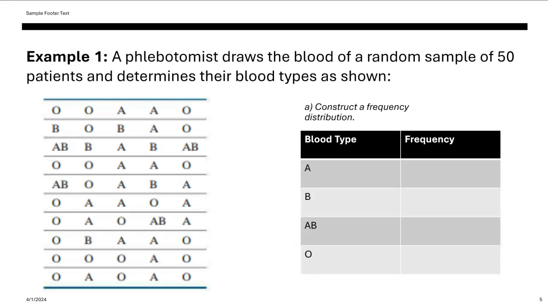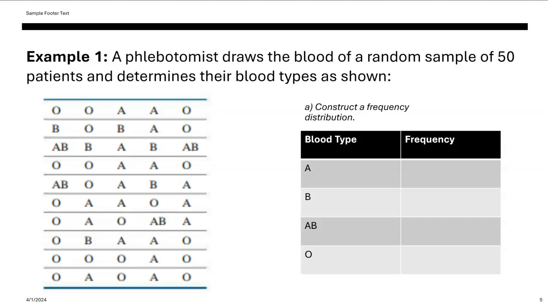Okay, so this is our example we're going to do. A phlebotomist draws the blood of a random sample of 50 patients and determines their blood types as shown in this chart over here. So this is the blood types of all the different 50 individuals that she drew blood from. Now what we want to do is we want to construct a frequency distribution.